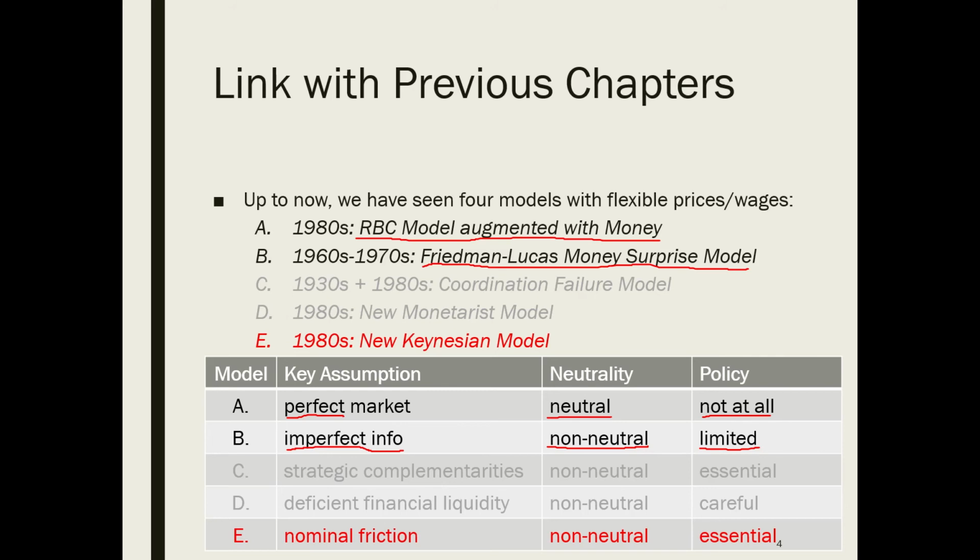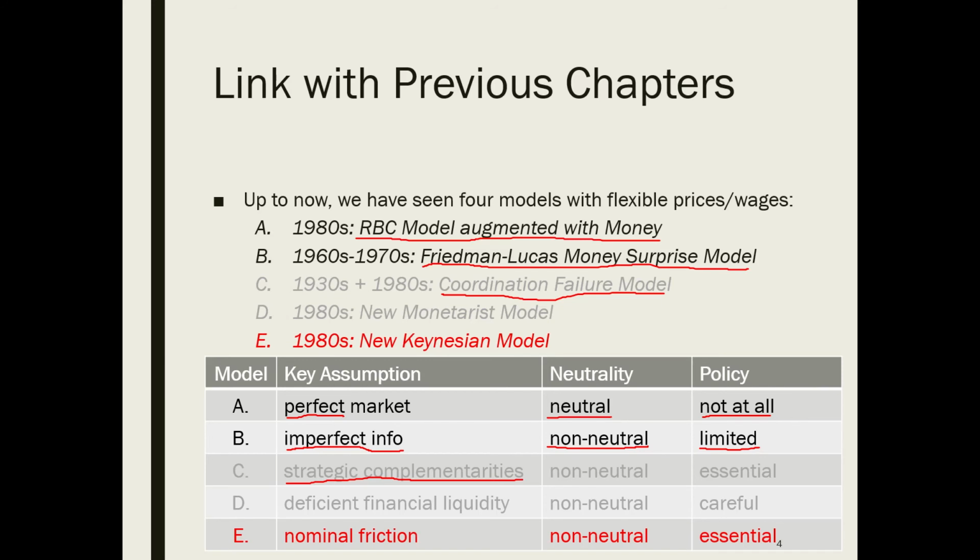The third model is the coordination failure model, originally developed by Keynes in the 1930s and later on revived in the 1980s. The key assumption of this model is strategic complementarities. That means people tend to have herding behavior. Translated into human language, it means the individual decision of investment depends on the decisions of other firms. If everyone else is investing, then you tend to invest as well. So booms tend to follow booms and recessions tend to follow recessions.